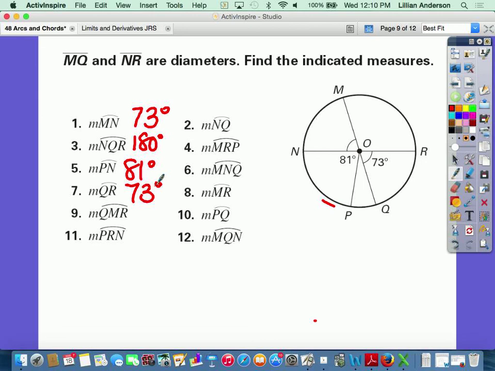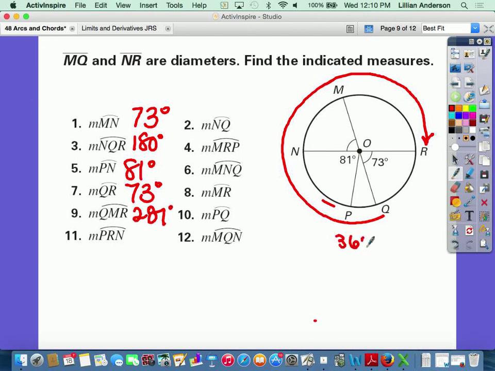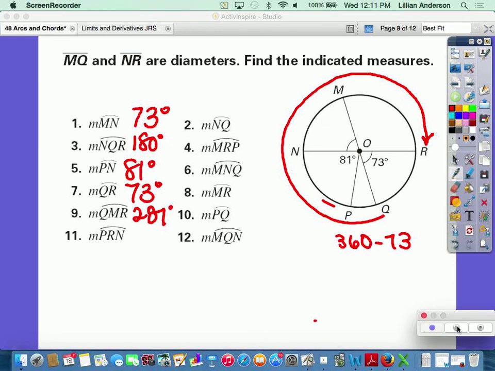What about the measure of QMR? Teresa? Gotta be careful. We gotta go from Q to M and then to R. 287. And you get that from doing what? Exactly, 360 minus 73.